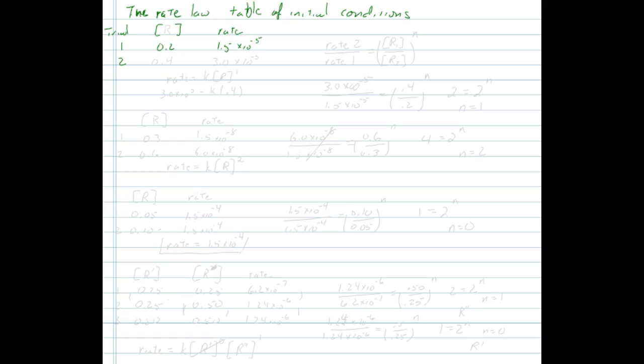Trial 2, concentration is doubled. It doesn't have to be, but it's nice because it works out nicely that way. And you have the rate, which is 3 times 10 to the negative 5th.